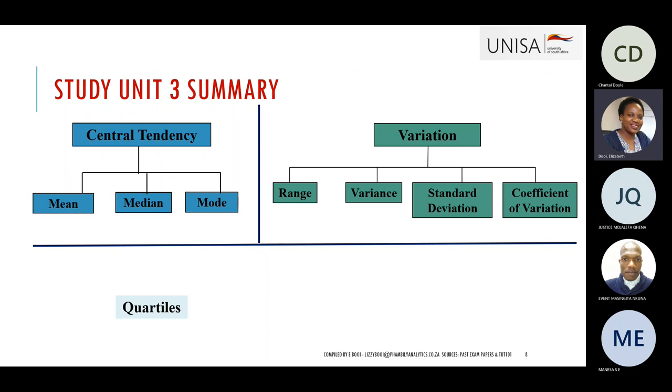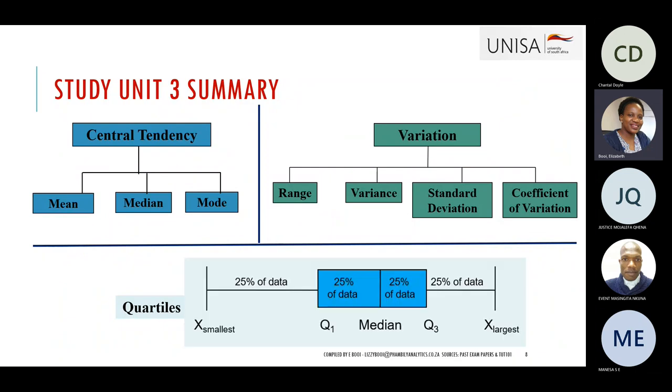When it comes to the quartiles, you must also remember that the quartiles break down your data after you have sorted the data from lowest to highest into four parts, where you will have quartile 1, quartile 2, quartile 3. Quartile 1 represents 25% of your data falls below that, and your quartile 2, which is the same as your median, and your quartile 3, it tells you that 75% of the data falls below that, or 25% of the data falls above that.